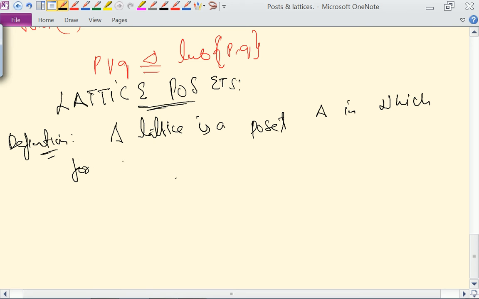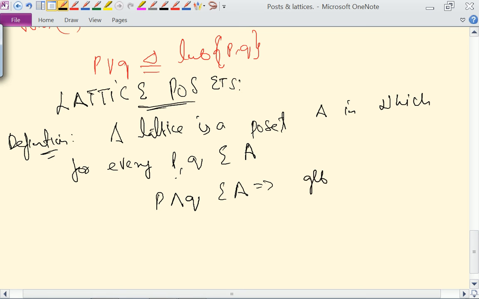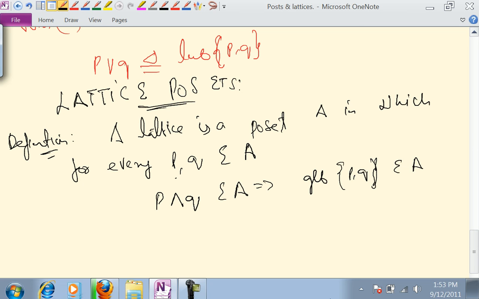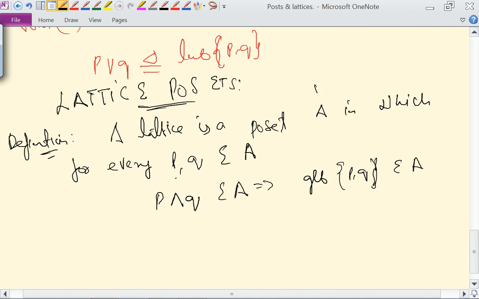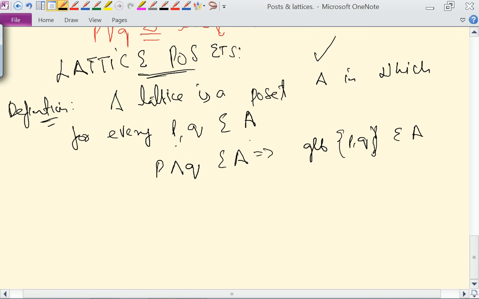In a poset A, if you say it is a lattice, then for every P and Q belonging to A, P meet Q should belong to A, which means the GLB of P comma Q should belong to A. So if you are given some set A and asked whether it is a lattice, first it should be a poset. Second, if P and Q belong to A, does P meet Q belong to A or not? How do you get P meet Q? You find the GLB of P comma Q, and that should be in A.